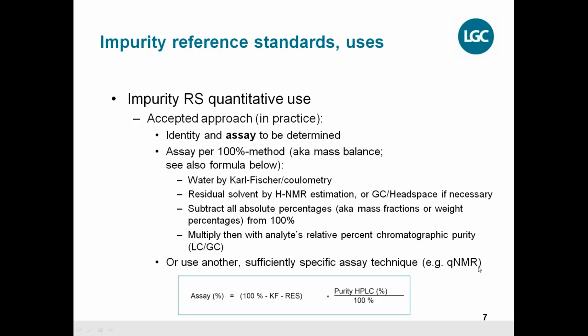QNMR can be used very well as well. We do that sometimes for impurity standards now too. But our normal approach is still to use the 100% method. QNMR is a very powerful technique and almost as specific as the 100% method. All right, so that was how you should characterize a qualitative reference standard for impurities and a quantitative reference standard for impurities.